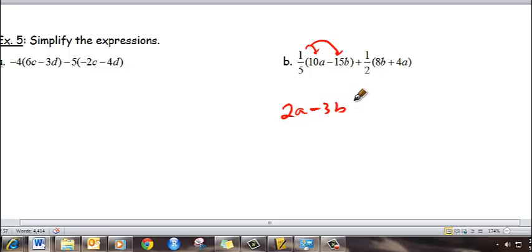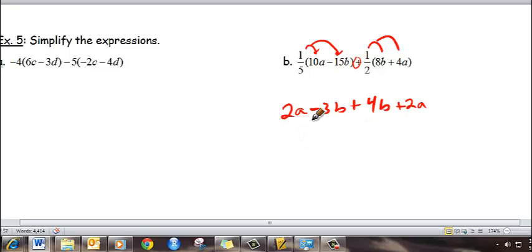And then we're going to do the exact same thing with this half. Now if it was a negative half, you distribute the negative also. So in this case, you're going to distribute a -5. But just a regular old half. So 1 times 8 is 8, divided by 2 would be 4. And then the same thing with the 4. So 1 times 4 is 4, divided by 2 would be 2.